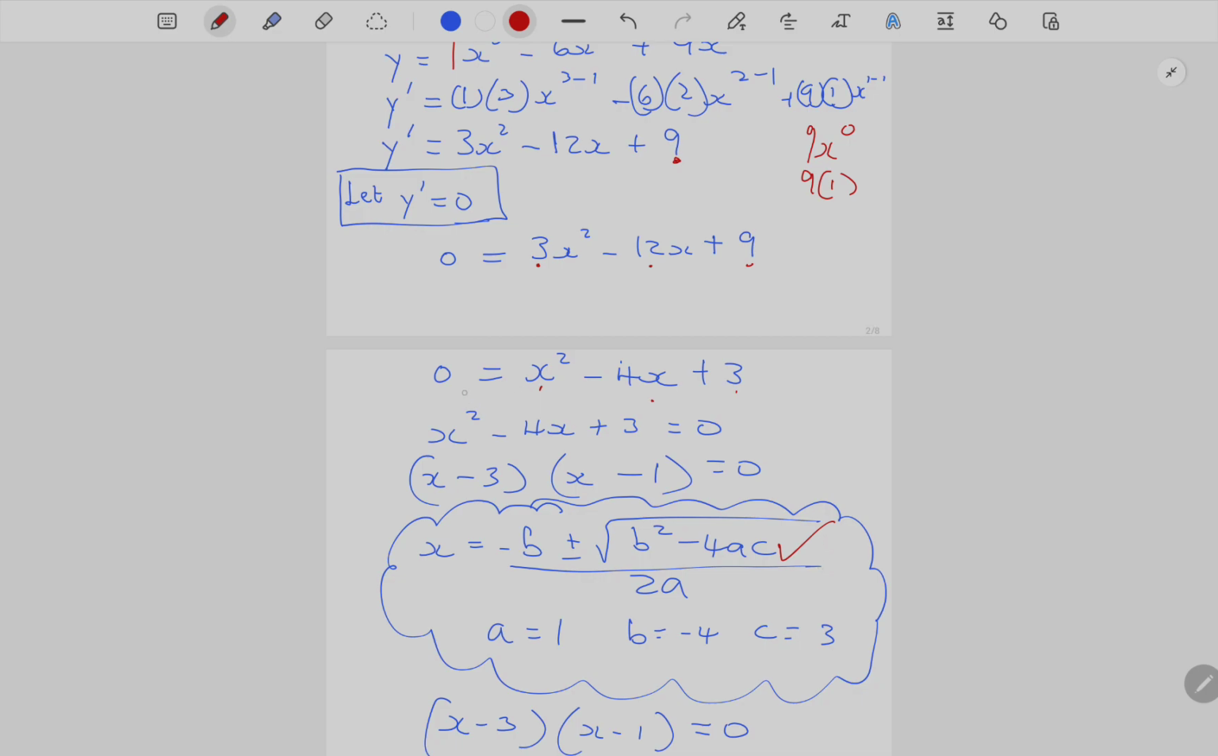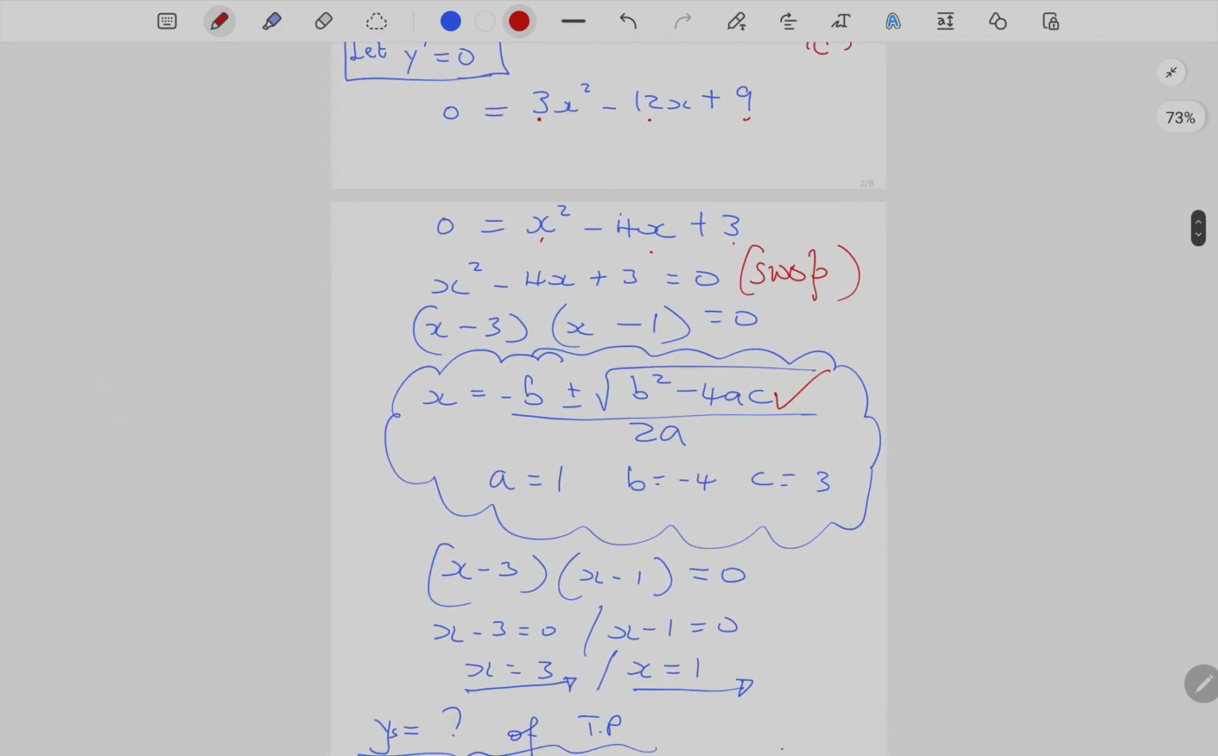Okay, so we've got 0 is equal to x squared minus 4x plus 3, which you can swap as x squared minus 4x plus 3 is equal to 0. So what we did here, we swapped, we didn't take it over. So there's no need for you to change the signs, because what we did is the same thing that we did initially, which is to swap.